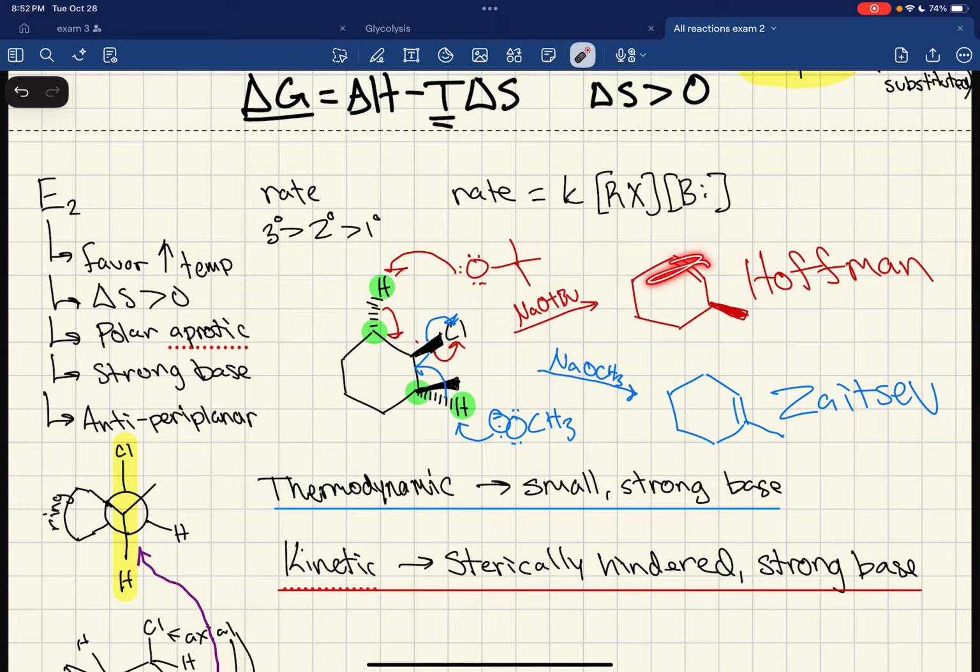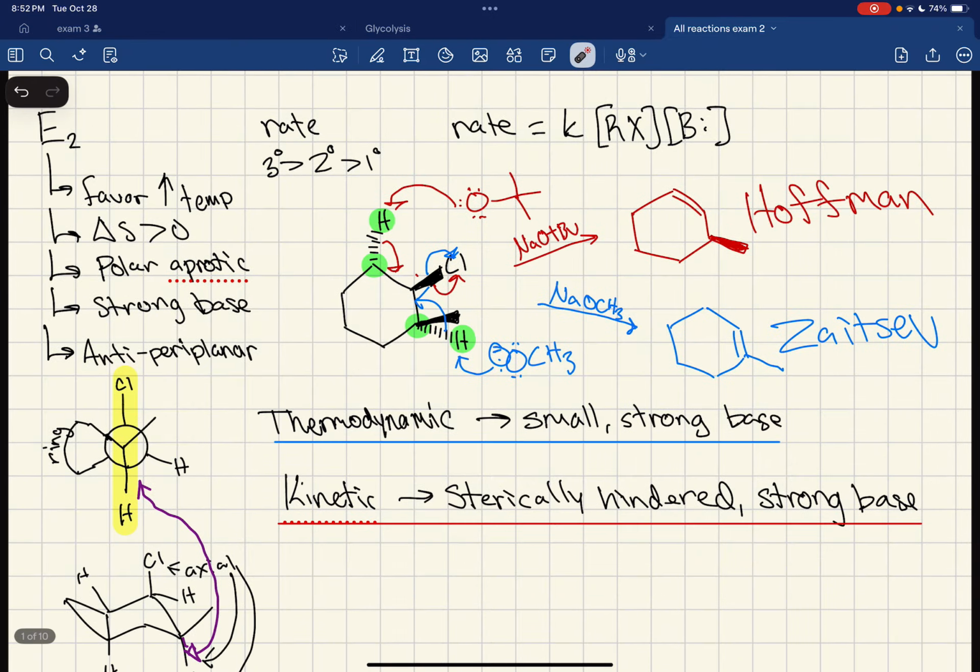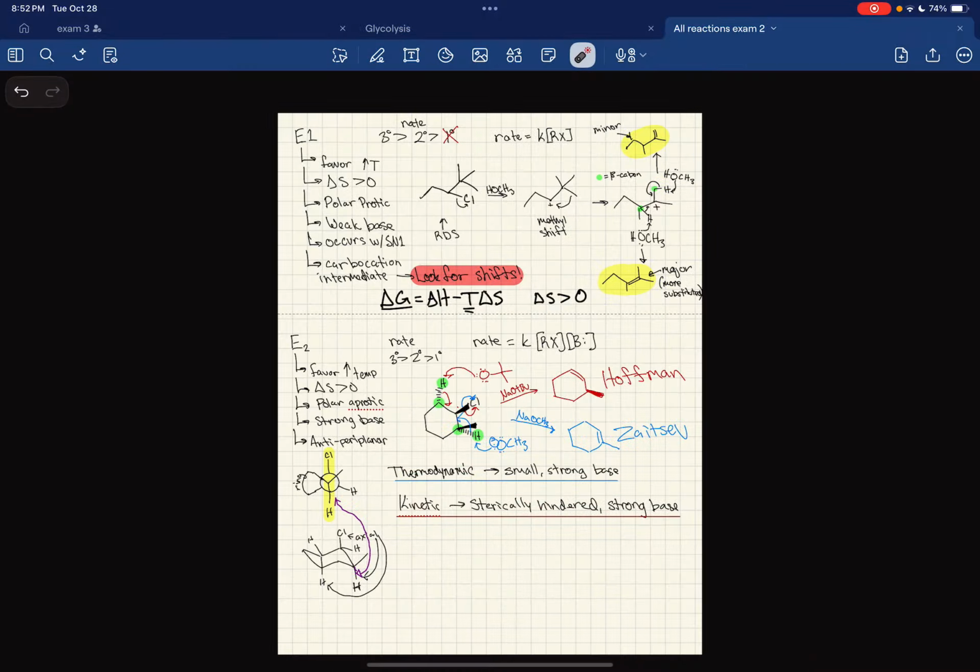This is, as you can see, not the most stable product, but it will be the major product because it's a bulky base attacking the least sterically hindered hydrogen. With a small, strong base, it'll do whatever is most stable and attack the hydrogen that will result in the product being more substituted. So that is called the Zaitsev product. Thermodynamic: small, strong base. Kinetic: sterically hindered strong bases. I think that is everything for elimination.